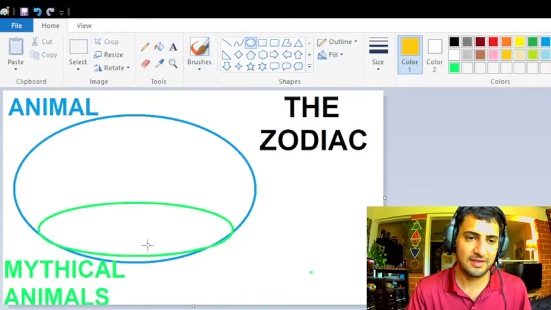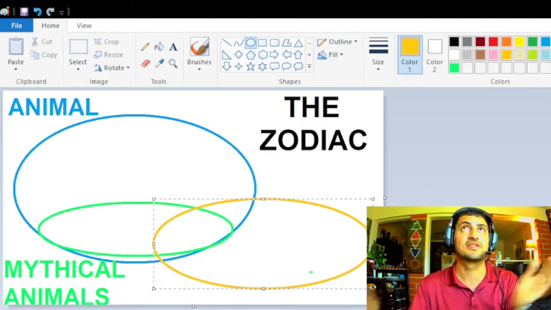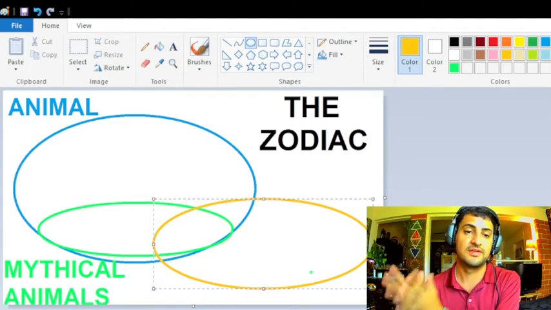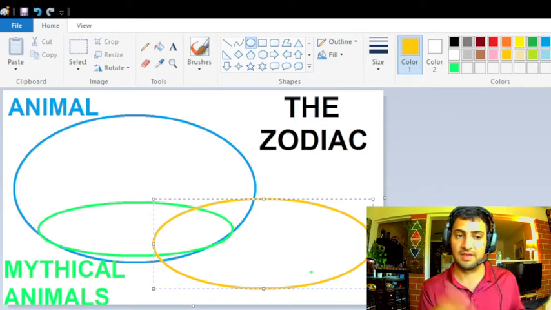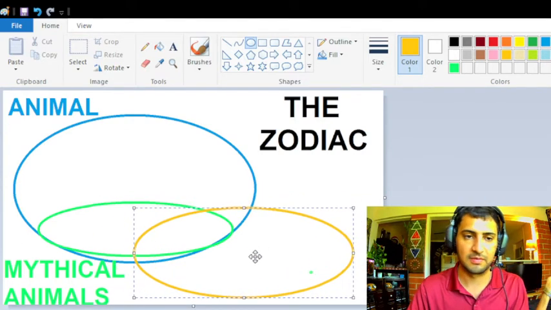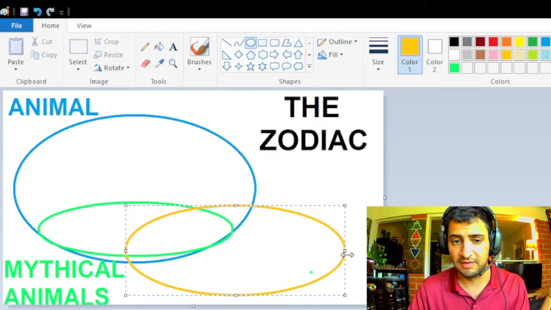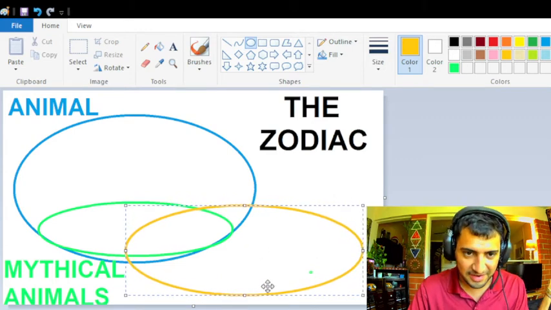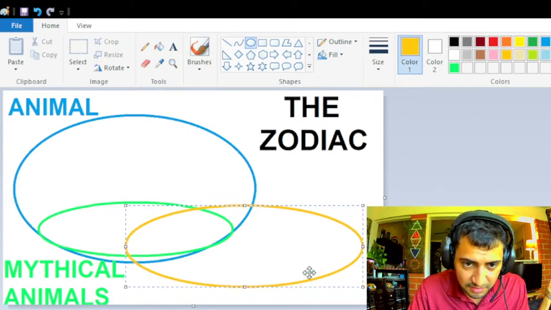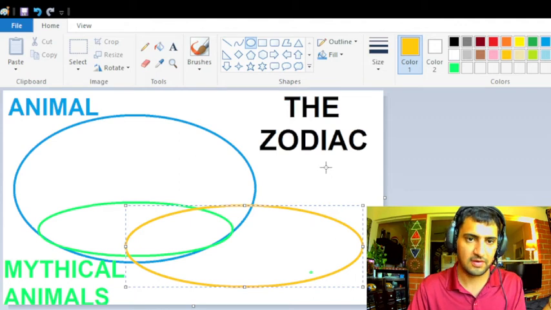Okay, and then let's do people. Probably the second most common depiction is a person. There's animals and there's people, in the zodiac anyway. And it's going to be overlapping because of one sign. Can anyone name that sign? Did I just make a little green circle there? Okay, that's fine. We're just going to leave that for now.